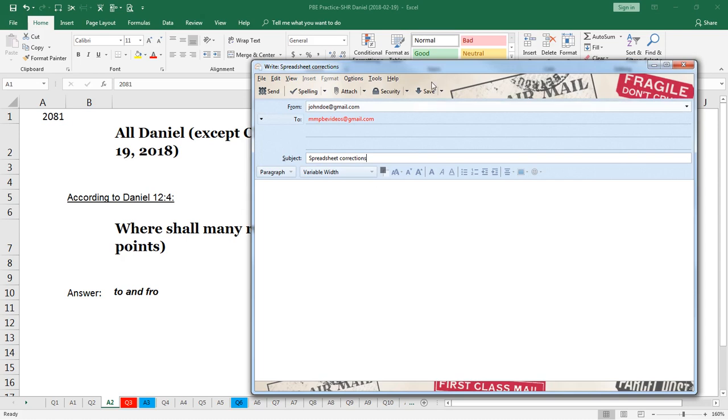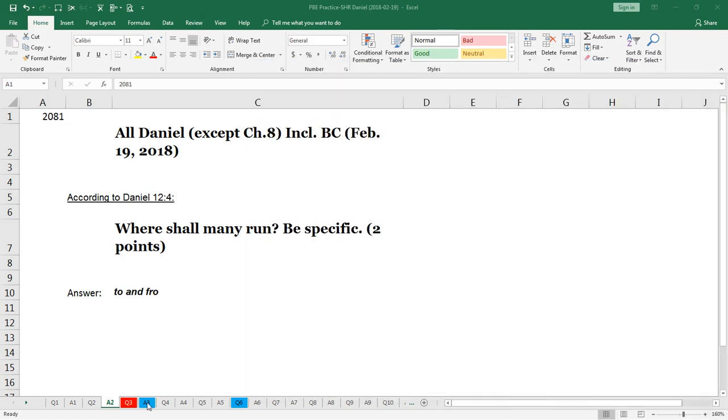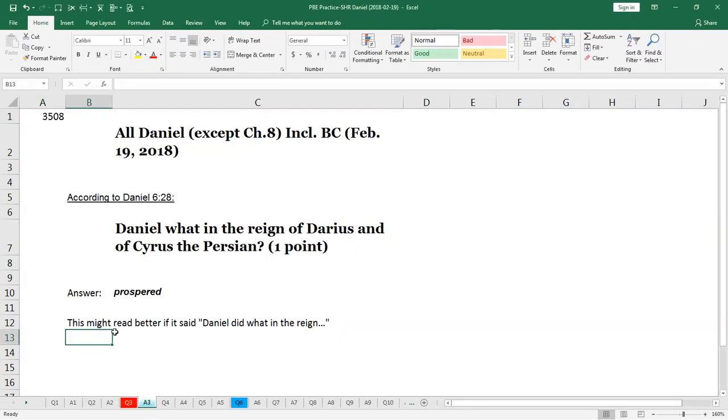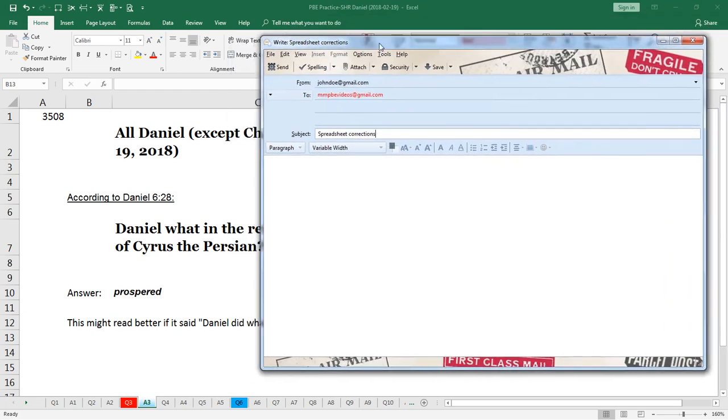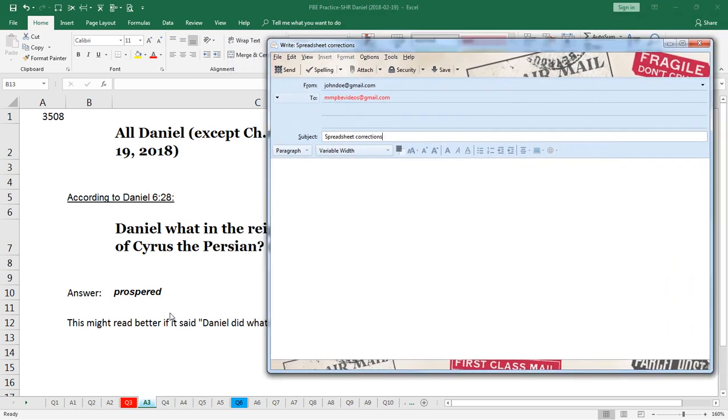So let's get to our first tab, because question 3 here in my spreadsheet is our first problem. Now, what would I like to see in the email? Well, the first thing that I would really like to see that would really help is this number. This is the number of the question. So if I have this number, I know exactly which question it is you're talking about.